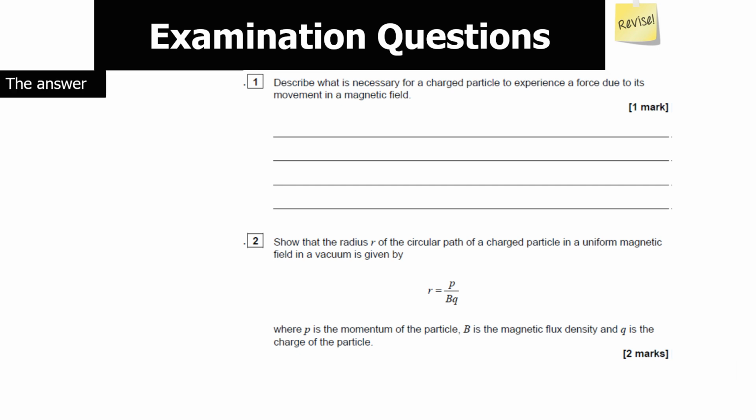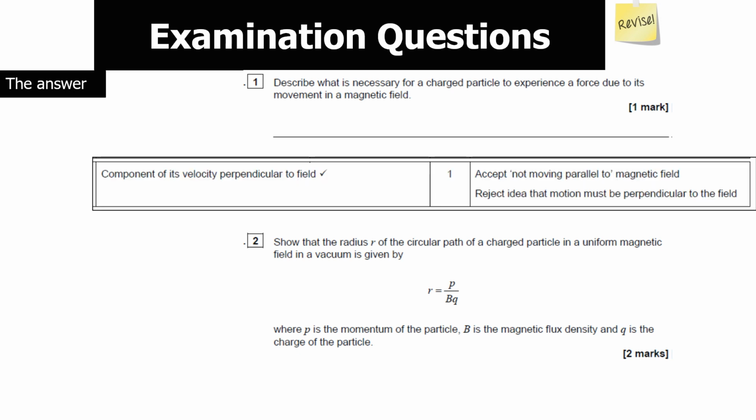Right, for this first one, you've just got to remember this key idea: it experiences a force when it has a component of its velocity perpendicular to the field. So it's important to note that the velocity and the magnetic field are perpendicular to each other. If it was parallel, it would experience zero force completely. Now, how do you do the second question?